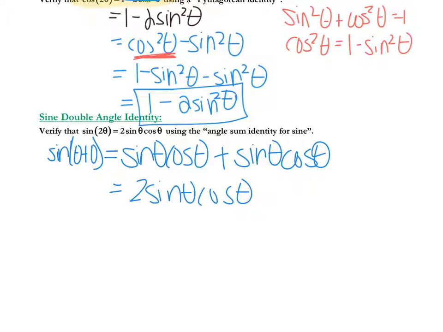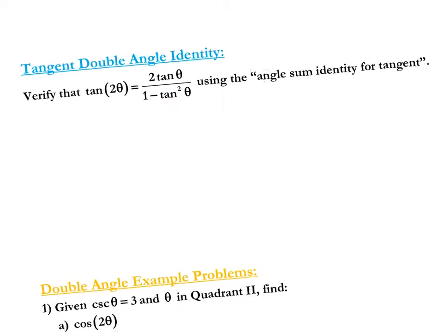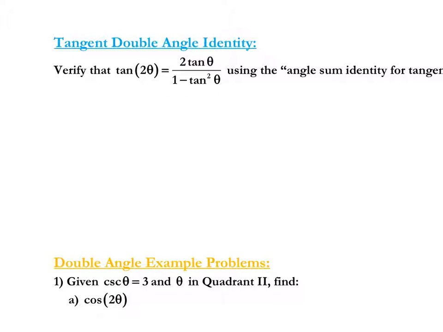Okay, so you will see that this is the sine double angle, and there we go. So you have 3 cosine double angles to memorize and then 1 sine double angle. And then we have one more identity on the next page. This is going to be for the tangent double angle identity.